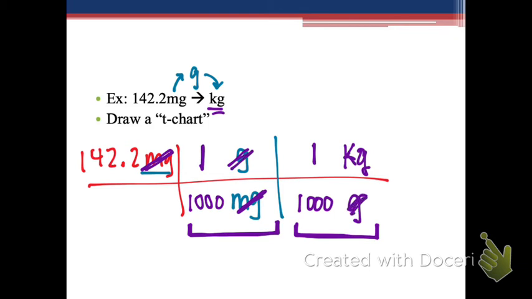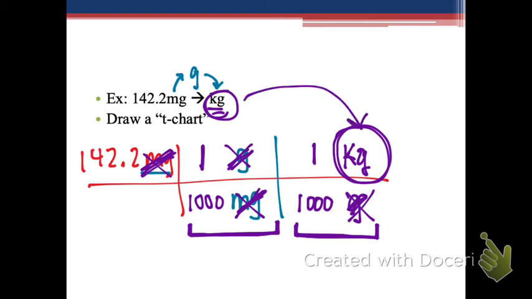We make sure our units cancel. They're always going to cancel diagonally like that. So grams are canceled. Milligrams are canceled. I'm left with kilograms, which is what I wanted. Okay, the unit that I want to end up with should always be here in the top right of my chart. So now let's finish here with the math, right? When we do conversions, we put it in the chart and then we only have to do math one time.